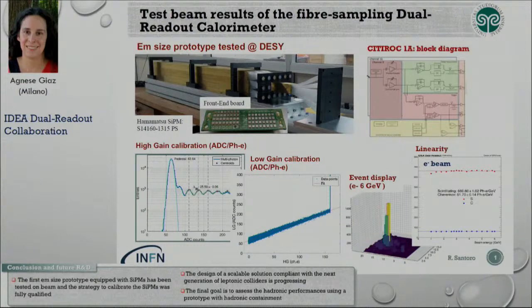They have test results with electrons, and here you can see that they actually measure the calibration constant. I think it's the number of photons per GeV, I believe, for the scintillation and for the Cherenkov, and it's actually very, very stable with the energy. So this is also very promising, and a large prototype was built.